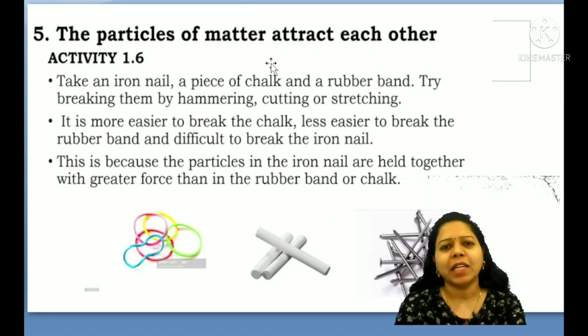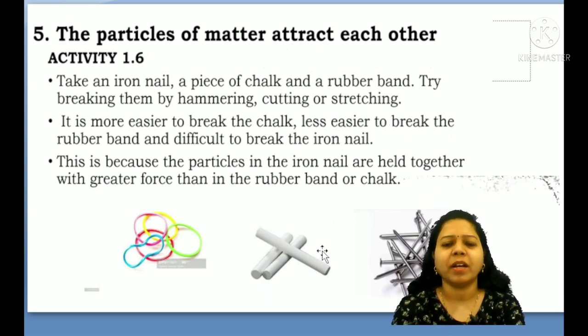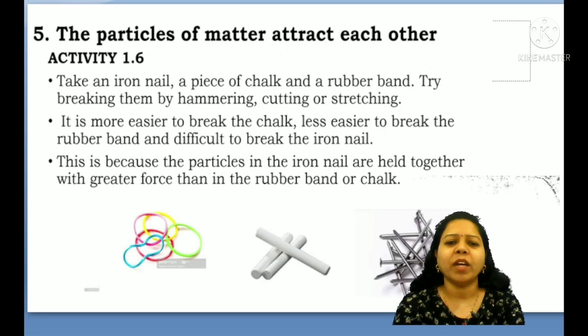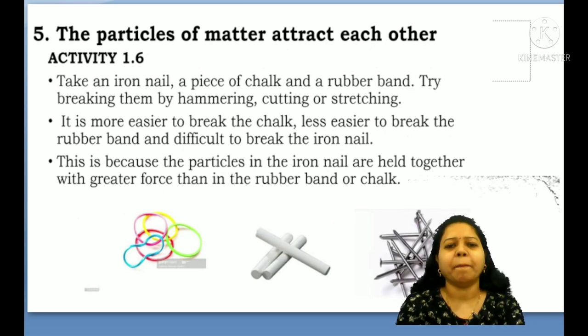Now we'll see the next property of matter, that the particles of matter attract each other. In this activity, what is given? Activity 1.6: take an iron nail, a piece of chalk and a rubber band. Try breaking them by hammering, cutting or stretching. We are taking one rubber band, one piece of chalk and a nail. Now we are breaking them by hammering, cutting and stretching.